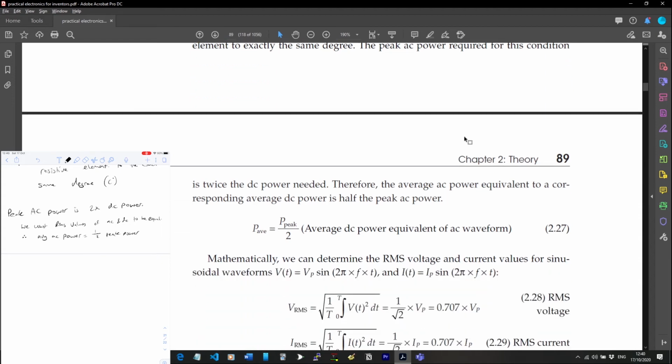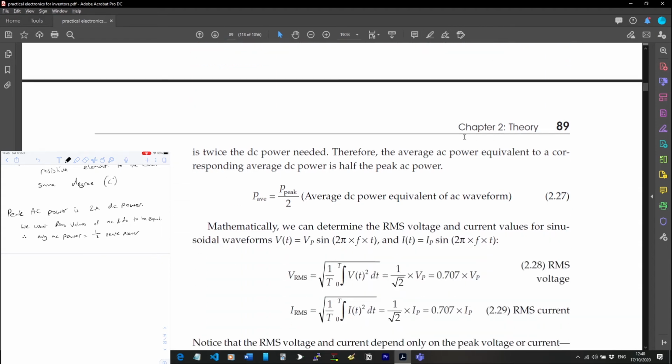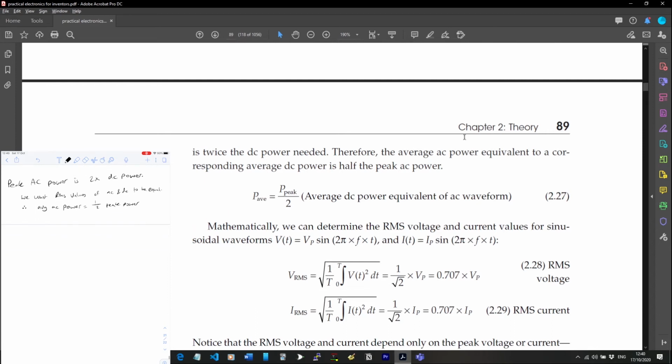Okay, I'm gonna go with that. If that's correct, let me know, please. Okay, so now we've got an equation here. Power average.